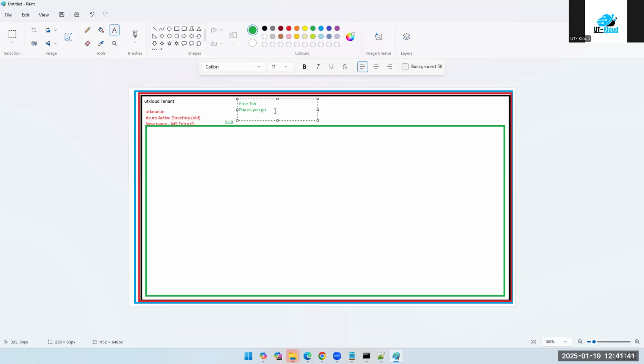क्योंकि free tier में एक limited access होता है. What if you want to do practical? You want to try something, so you can go ahead and use pay as you go. Are these two clear to everyone?